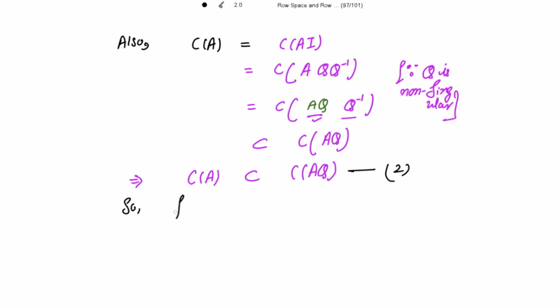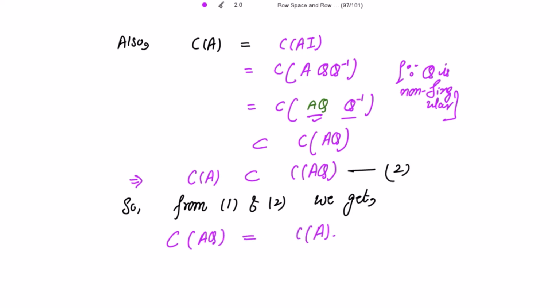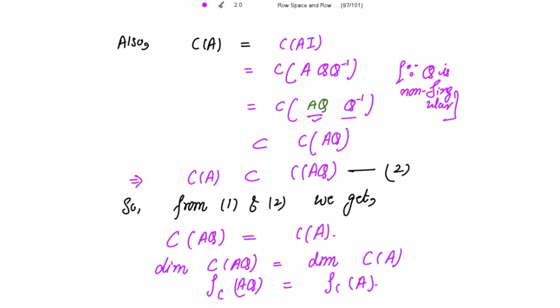So from 1 and 2, we get that the column space of AQ is equal to the column space of A, where Q is a non-singular matrix. Alright, so whenever the column spaces of two matrices are equal, their dimensions are also equal. The dimension of the column space of AQ is nothing but the column rank of AQ. This is equal to the dimension of the column space of A, that is the column rank of A. Hence the result. Thank you.